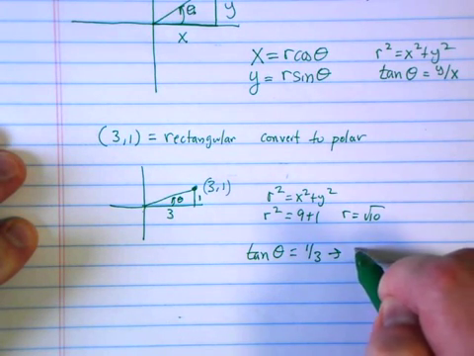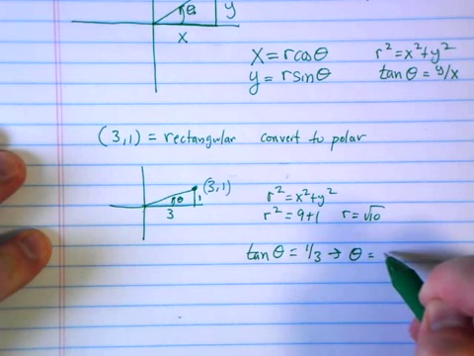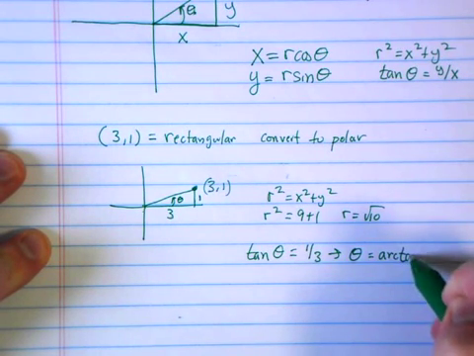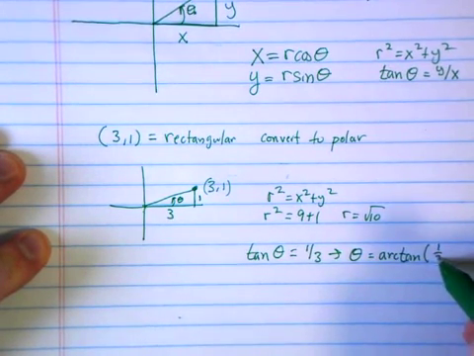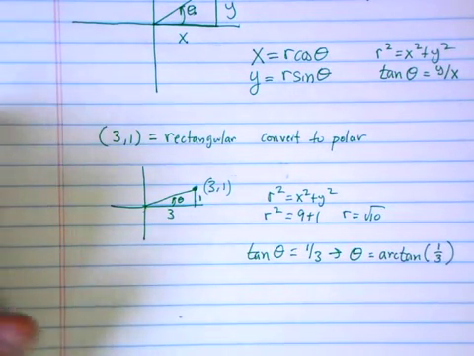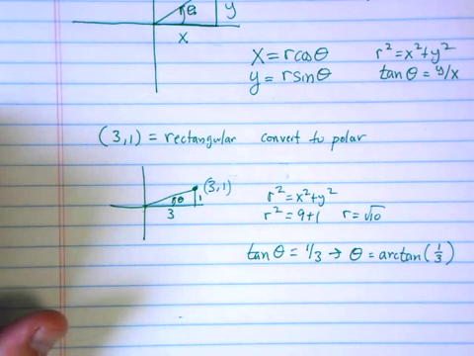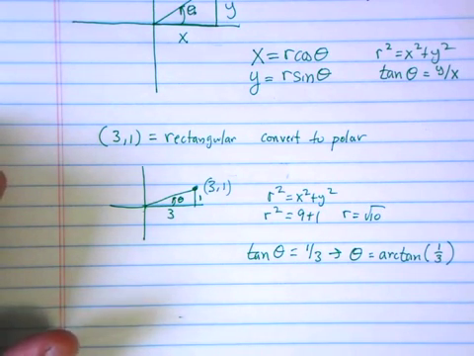So theta equals arc tangent of 1/3. And unfortunately, I don't think that's one we know. We know arc tangent of square root of 3, and we know arc tangent of square root of 3 over 3. But I don't think we know arc tangent of 1/3. So what are we going to do?